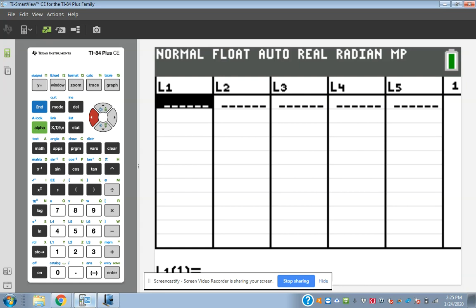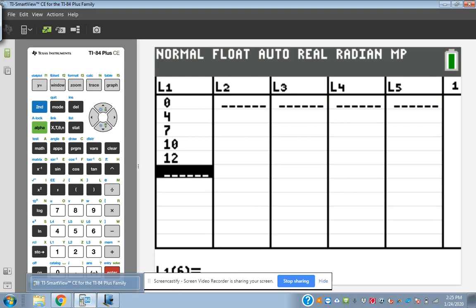Okay, so 0, and then hit enter. 4, hit enter. 7, enter. 10, enter. 12, enter. And 15, enter.